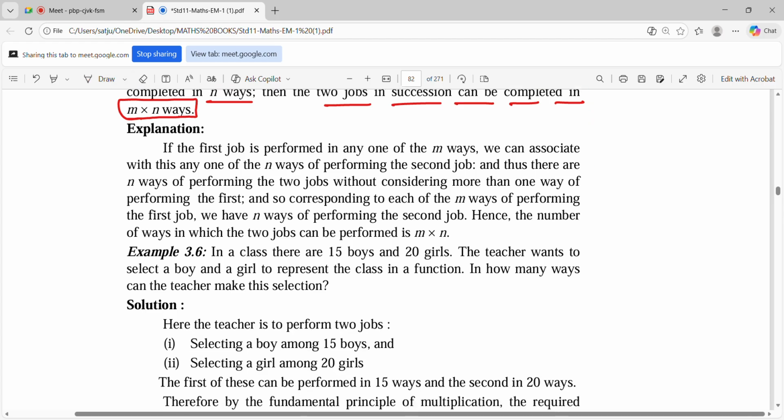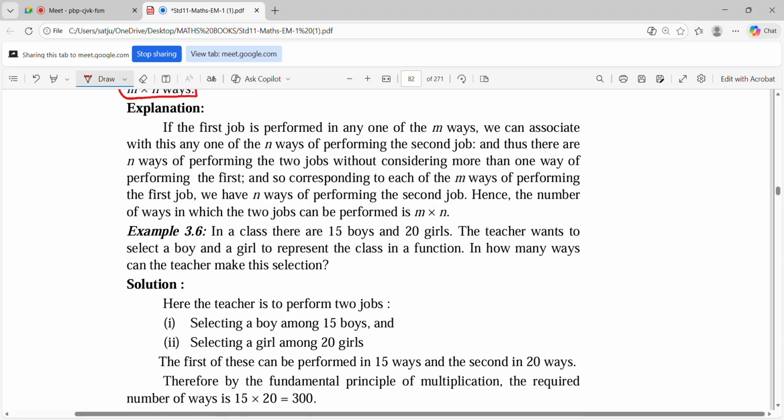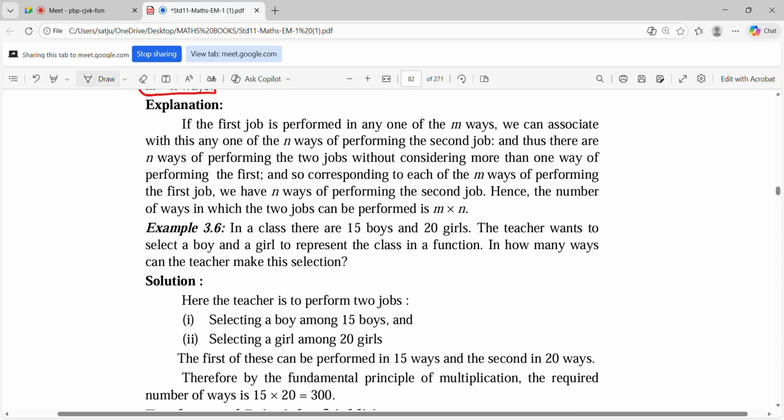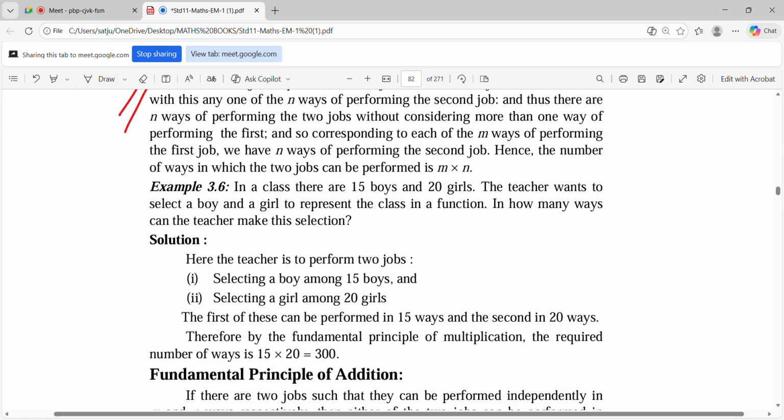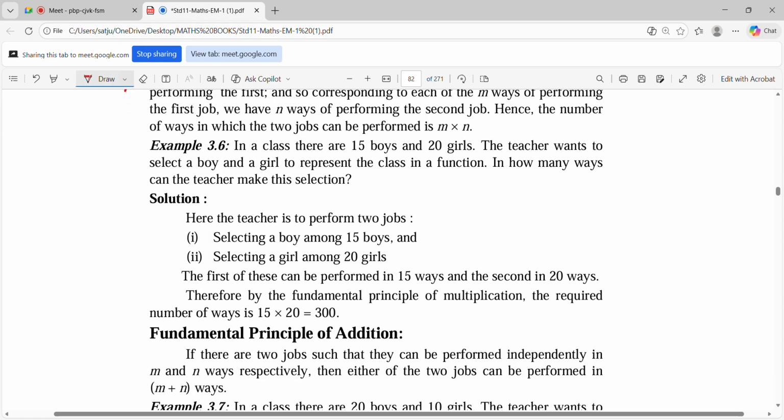Along with the explanation, if you see, that is a good one. See the example here. Don't see the explanation part. This is not required when you are understanding the example.